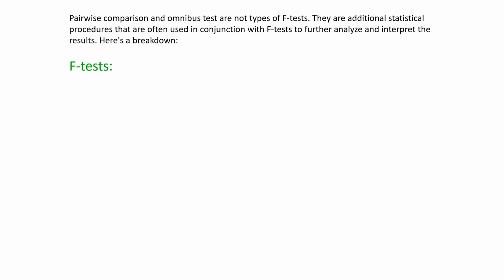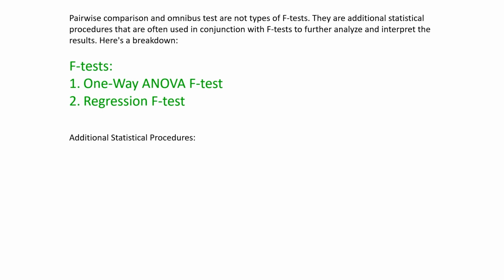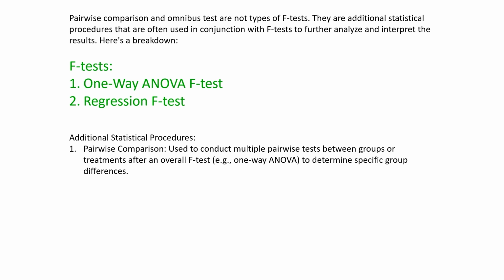As we have seen earlier, we have two types of F tests. One is the one-way ANOVA F test, which is used to do feature selection and to check the statistical significance of the relationship between two variables. Whereas the regression F test is used to see the statistical significance of multiple variables, and that's what checks the overall F test. Then we have additional statistical procedures, of which pairwise comparison is one.